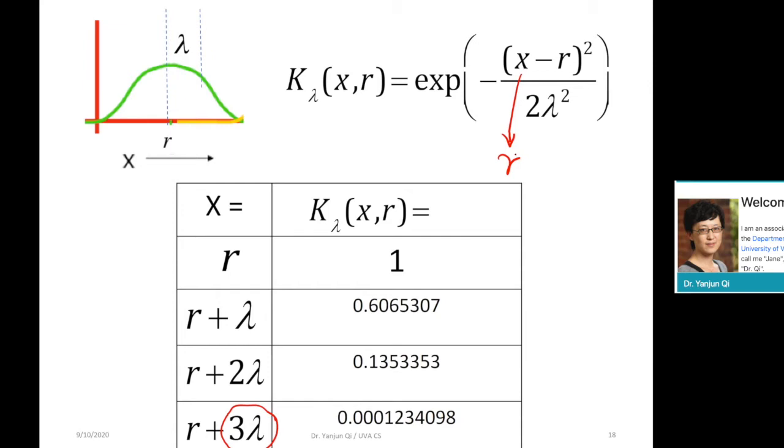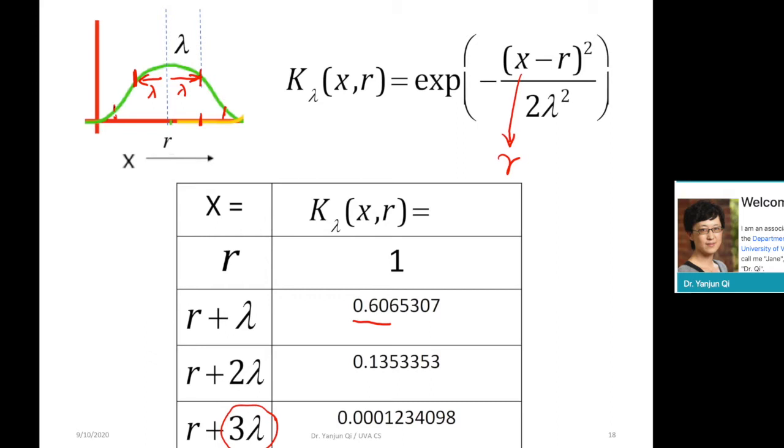And if you go to the left or the right, because this is a symmetric function, by lambda, which is the wideness, if you go 1 lambda to the left or 1 lambda to the right, it gives you the same kernel value, which is roughly 0.61. And if you go 2 lambda, it gives you about 0.1.